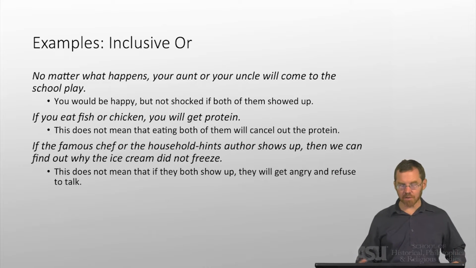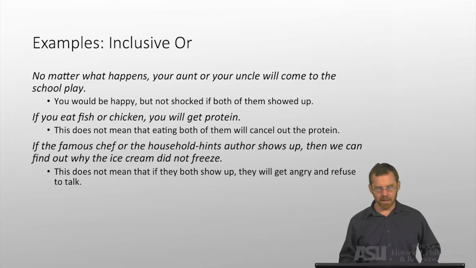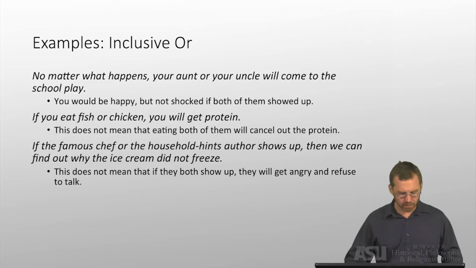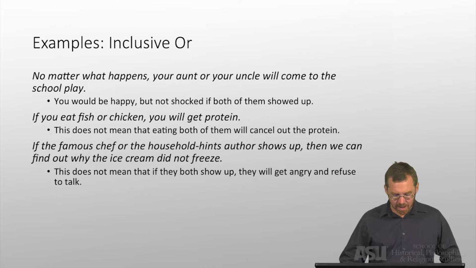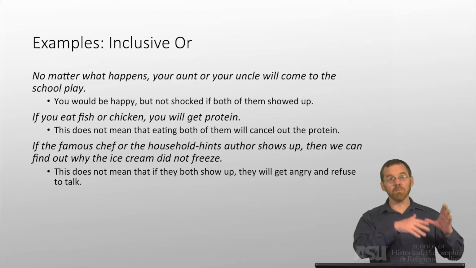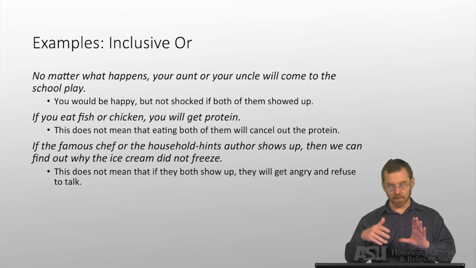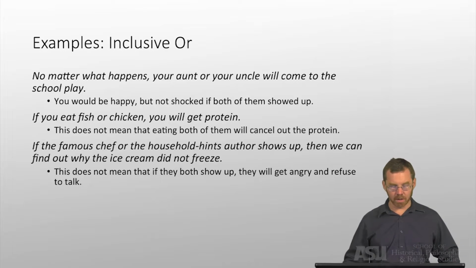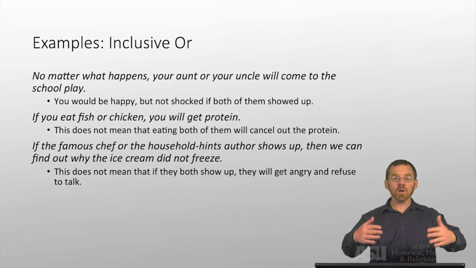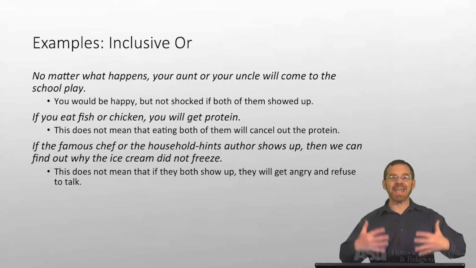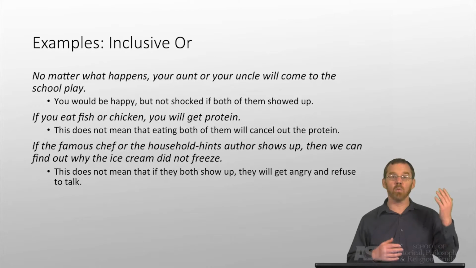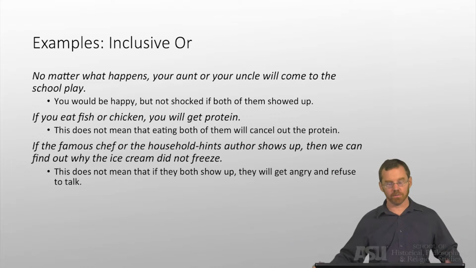Or if the famous chef or the household hints author shows up, then we can find out why the ice cream did not freeze. I want to know why my ice cream didn't freeze this week, and no one can tell me. Right? Now, this does not mean if they both show up, then they'll get angry and refuse to talk. Right? What this is saying is if one of them shows up, or the other shows up, or both show up, then we can find out why the ice cream did not freeze. So those are all cases where we're pretty clearly using the inclusive or. We're using or to mean one, the other, or possibly both.